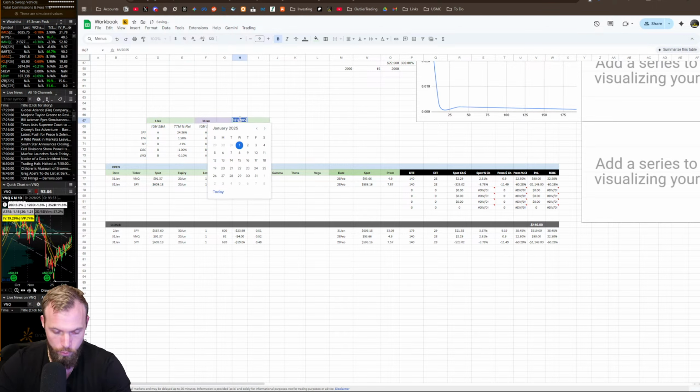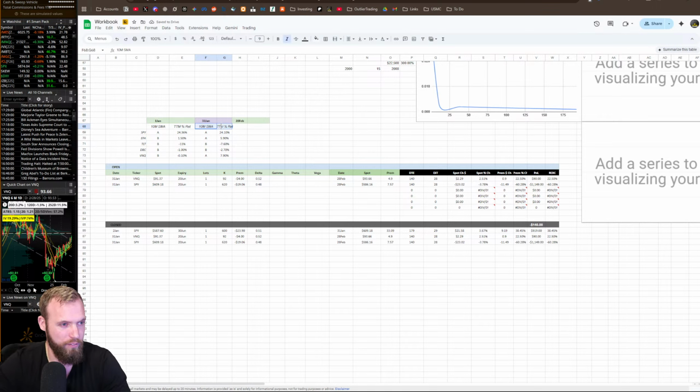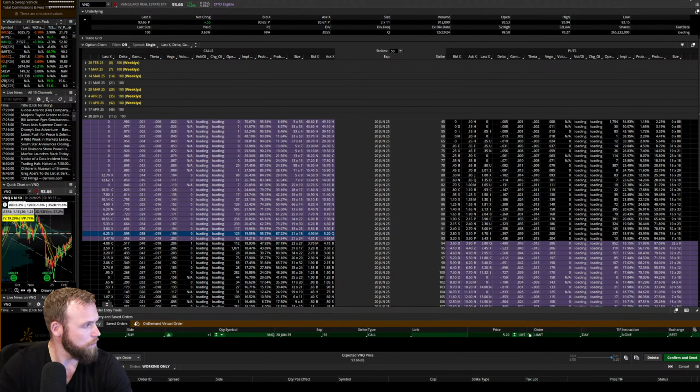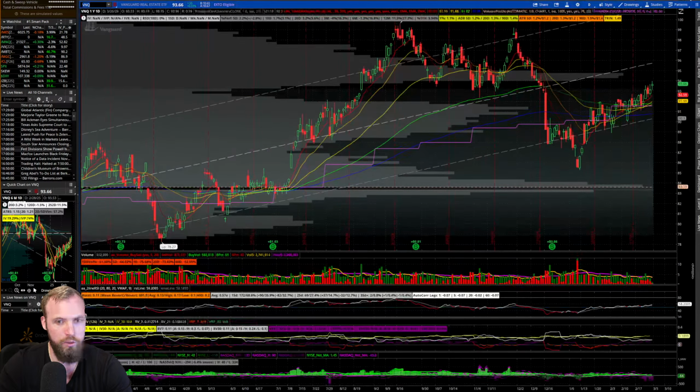So now we're at 28 Feb. We have our same data inputs here to track the performance of these. And let's take a look. For VNQ, we clearly are above our 10-month, and the trailing 12-month return is 11.5%.